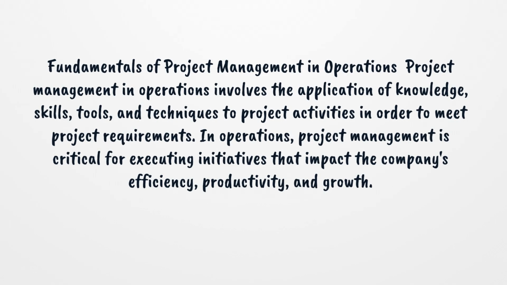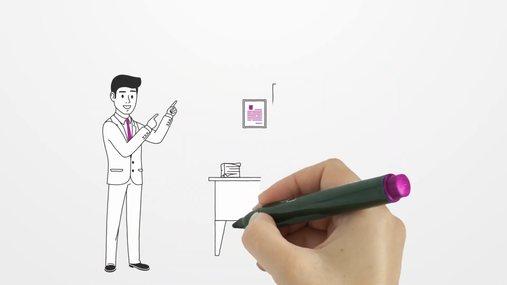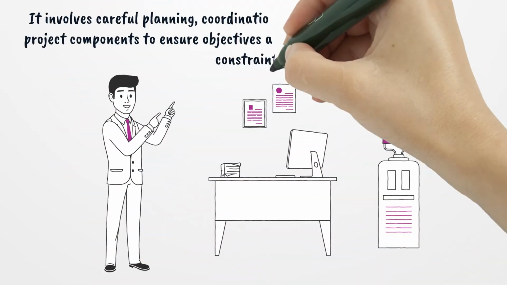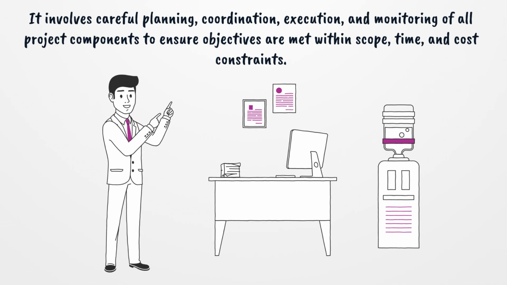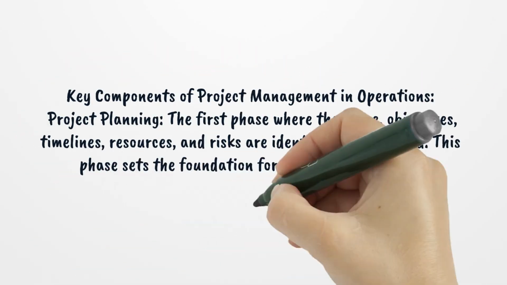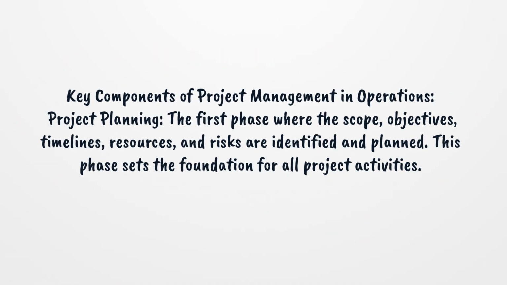Project management in operations involves the application of knowledge, skills, tools, and techniques to project activities in order to meet project requirements. In operations, project management is critical for executing initiatives that impact the company's efficiency, productivity, and growth. It involves careful planning, coordination, execution, and monitoring of all project components to ensure objectives are met within scope, time, and cost constraints.